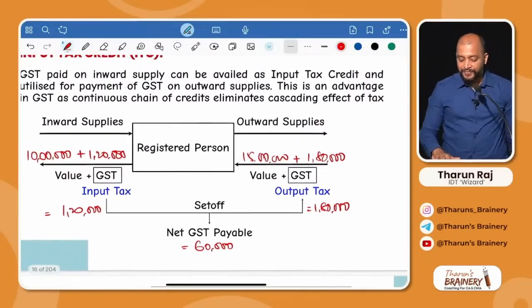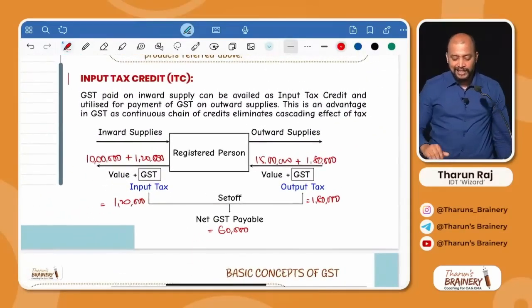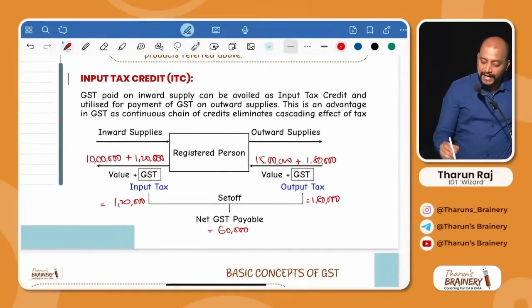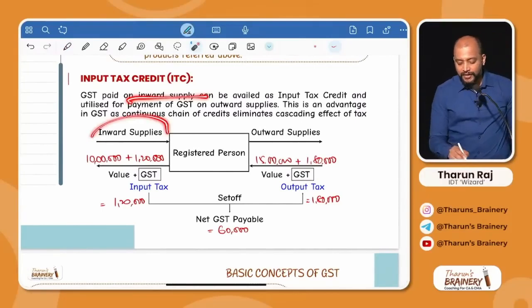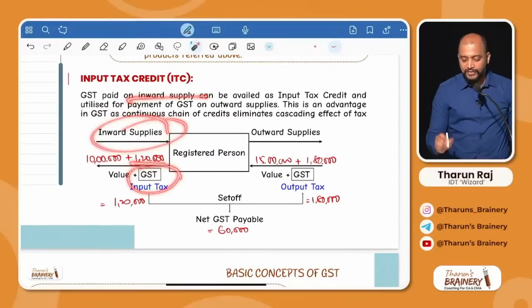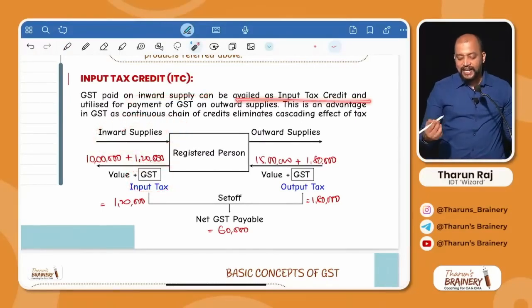Got it? Now say this. What is input tax credit? GST paid on inward supply. So on inward supply, GST paid, that is 1,20,000, can be availed as input tax credit.